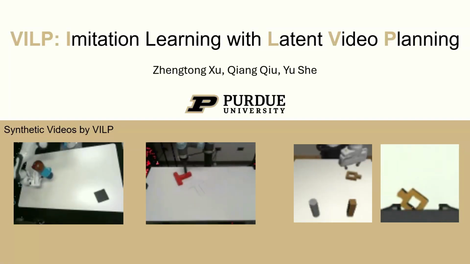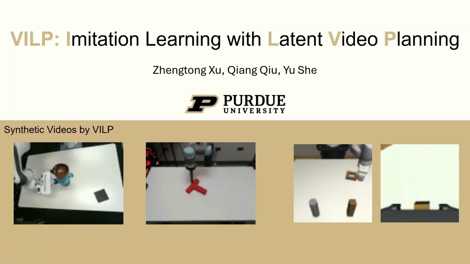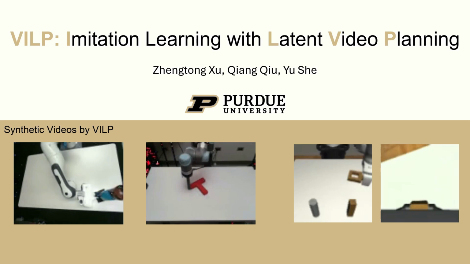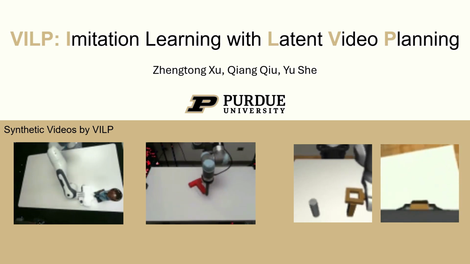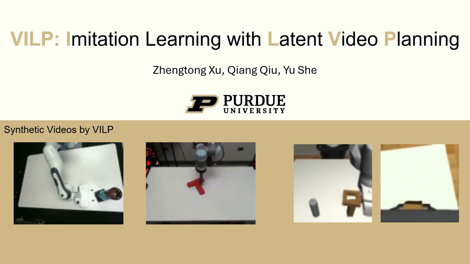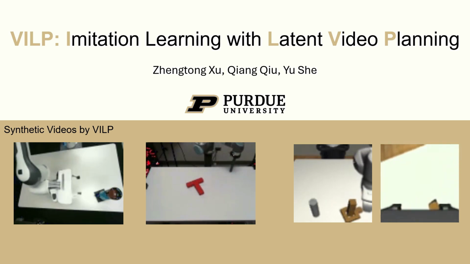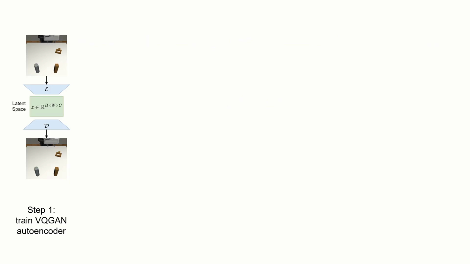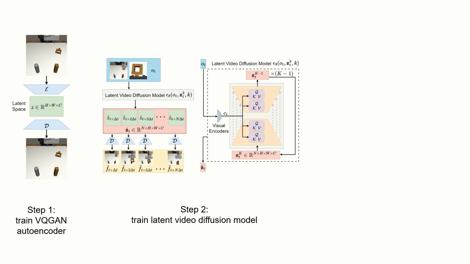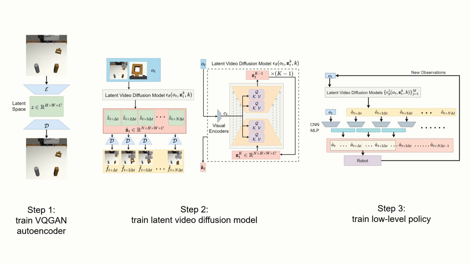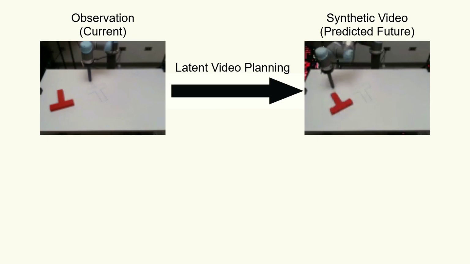In this video, we introduce VILP, imitation learning with latent video planning. The pipeline of VILP consists of 3 steps. The first step is training autoencoders to compress images to latent space. The second step is training video diffusion models in latent space. And the third step is training a low-level policy which can map the generated videos to robot actions.